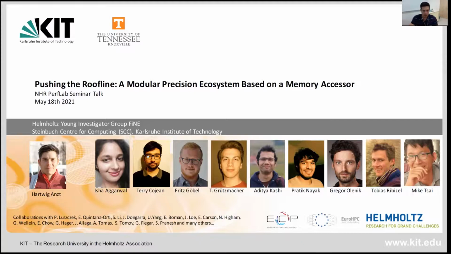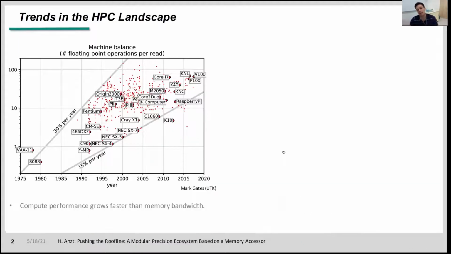So I want to start with a motivation, and the motivation is basically the trend we see over the last decades in terms of processor development. What you see here is a couple of dots, and each dot represents one processor architecture. On the x-axis, you see the year of introduction, and on the y-axis, you see the machine balance of that processor technology in terms of floating point operations per memory access. And what you can see here is that you have an upwards trend. So all the dots are arranged on an upwards trend.